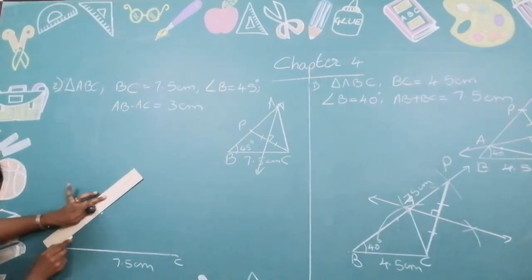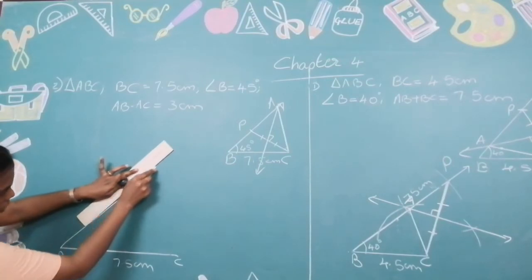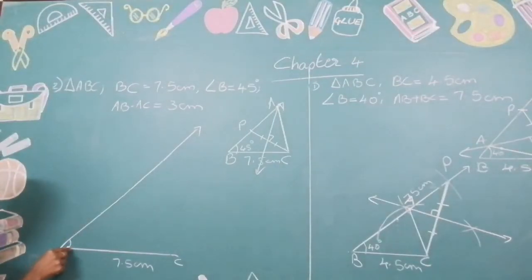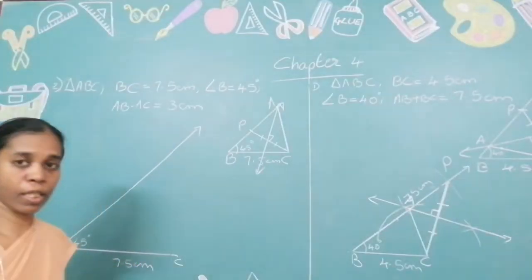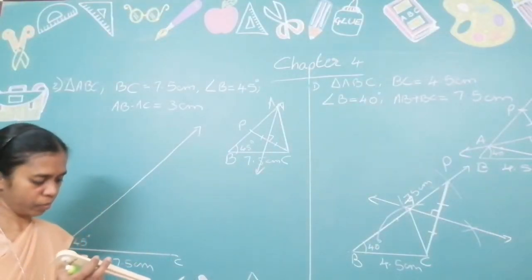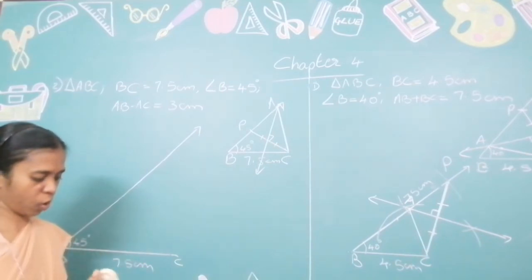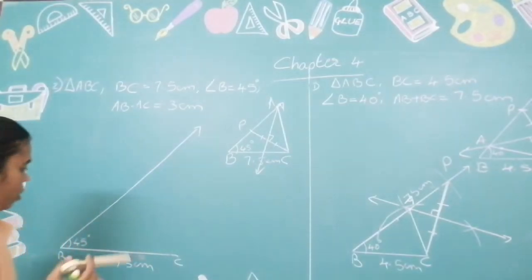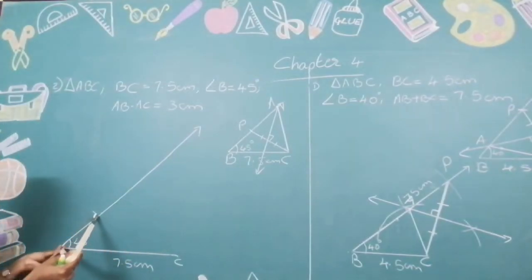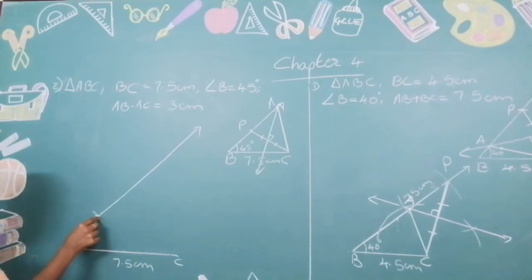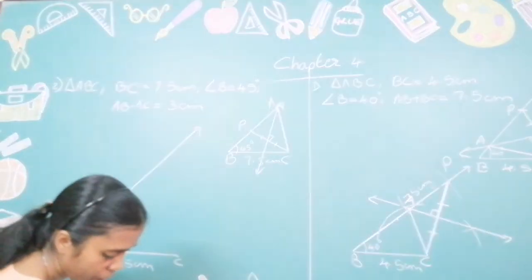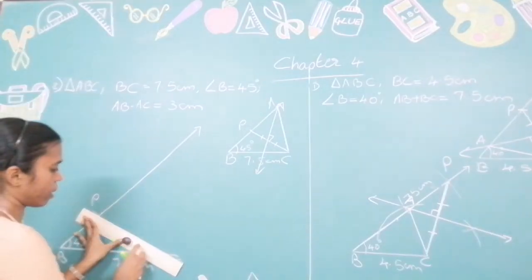In this case, you will have to extend the ray. It is better that you extend it first only. Next, take 3 centimeter on the ruler and then draw the arc. Mark that point. This is not the point for the triangle, so write any other point. I have written it as P, and then join from there to C.